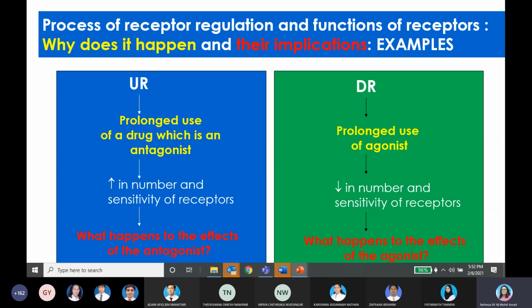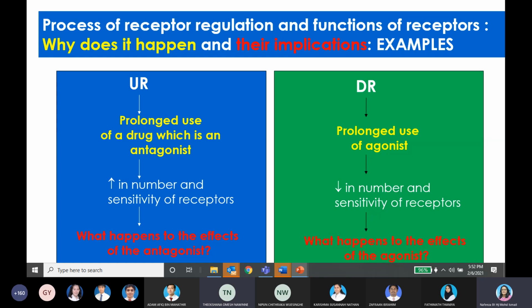So my question to you is, what happens to the effects of the antagonist? Is the effect of the agonist, does it overshadow the effect of the antagonist then? Yeah. Does it become less significant? Yes, and someone actually said lowered just now. I heard a small little boy saying lowered, and that's right, okay?